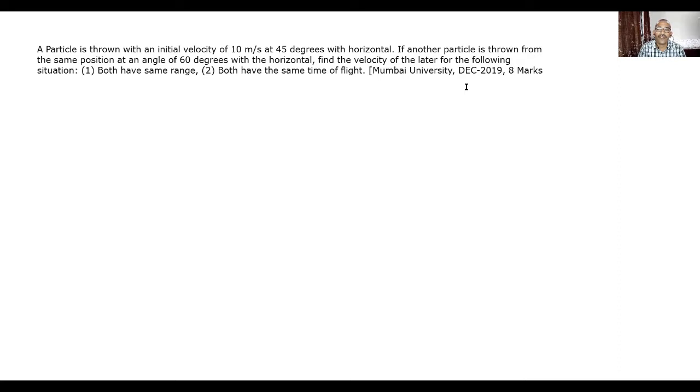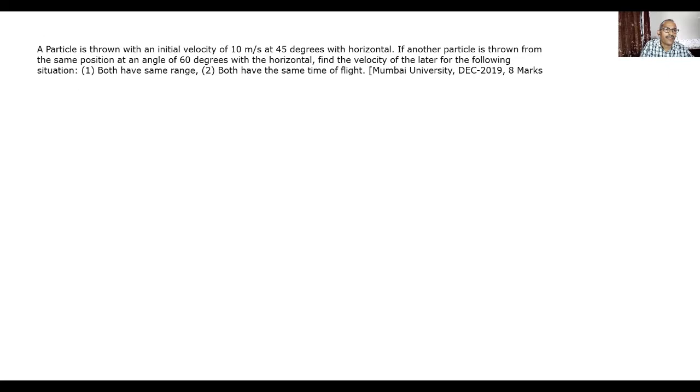Find the velocity of the latter, that is, the second particle, for the following situations. There are two different situations given. Both have the same range, and both have the same time of flight. That means for two different cases, we have to find u0, the initial velocity of projection for the second particle. Now, what data is given, we will write here.